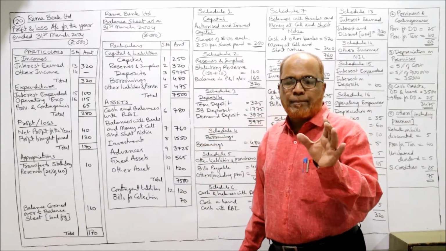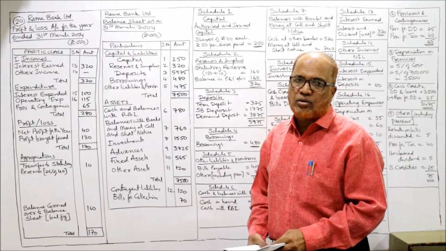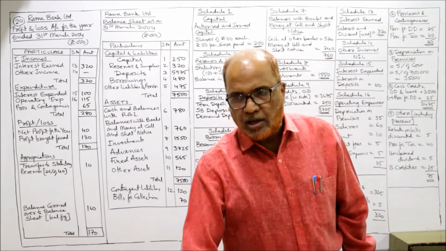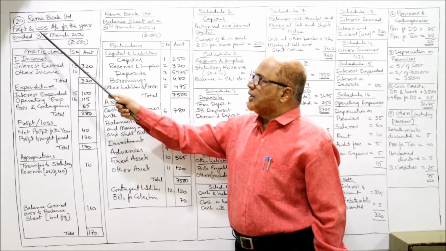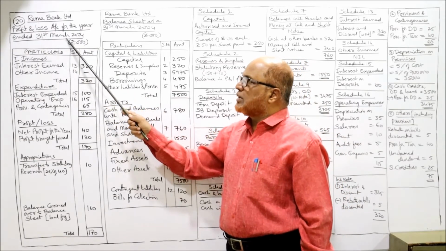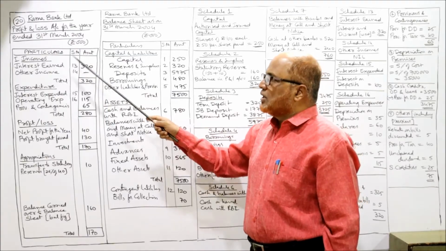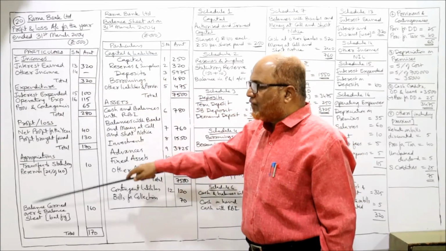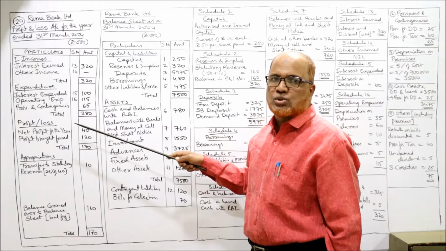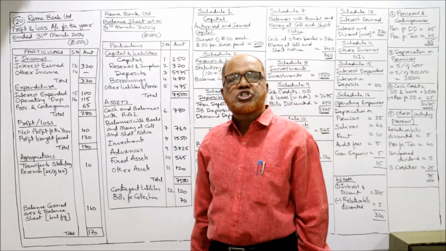First we'll make a blank profit and loss account and also a balance sheet. Now see here carefully. Rama Bank Limited, profit and loss account for the year ended 31st March 2004. Particulars, schedule number, amount. First we copy down the complete format. We should not take the amounts; we'll take the amounts only after making the schedules.